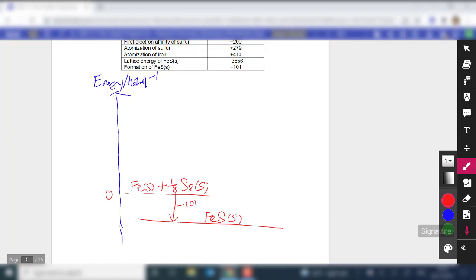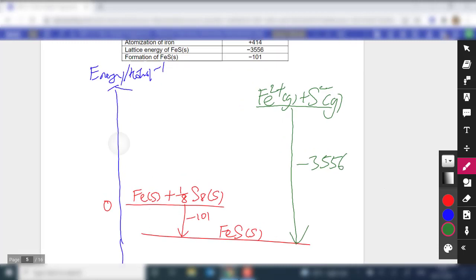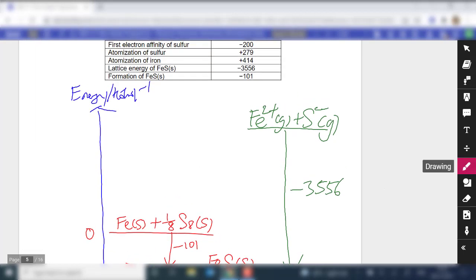Okay, so using the same thought process I mentioned earlier on, what I will do now is define the lattice energy, which is given to me to be -3556 kilojoules per mole. So I'm going to write it as Fe2+ gaseous plus S2- gaseous. Okay, then again, same thing. I'm just going to go up and then down. Okay, but of course in this case, we are going to have the first electron affinity of sulfur and the second electron affinity of sulfur. So it's a little bit different, but the bulk of the idea is the same.